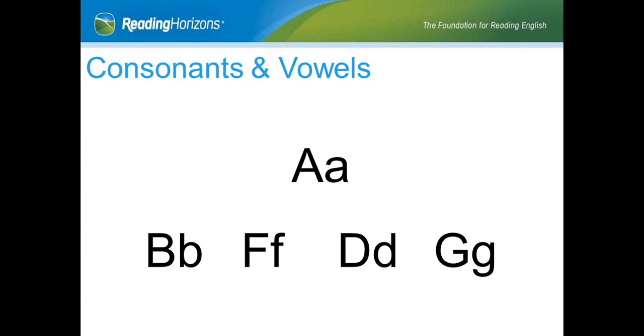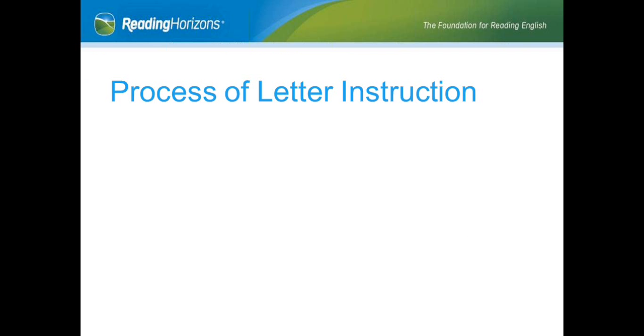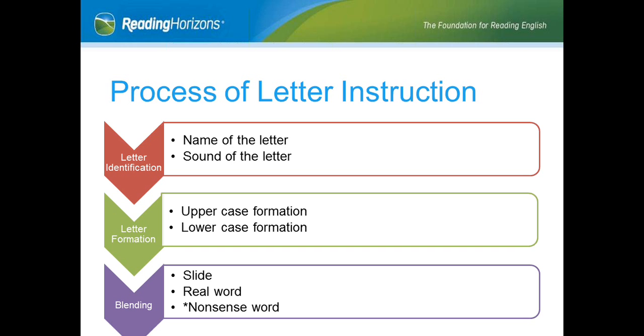We save C and K to the last letter set because they need to know all their vowels to spell correctly with it, and we'll talk about that more when we get there. The process of our letter instruction is the same for every single letter. So let's talk about that process. There's three main things that we hit: letter identification, letter formation, and blending.